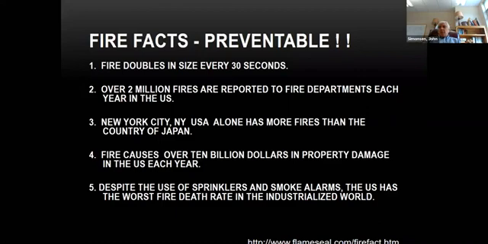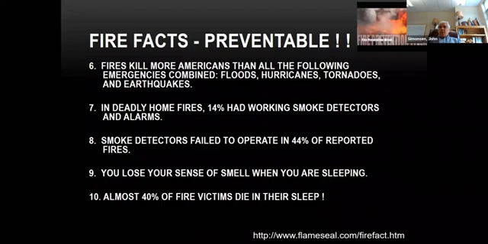2 million fires a year are reported in the U.S. So that's a lot, and lots of property damage. Fires kill more Americans than floods, hurricanes, tornadoes, and earthquakes.